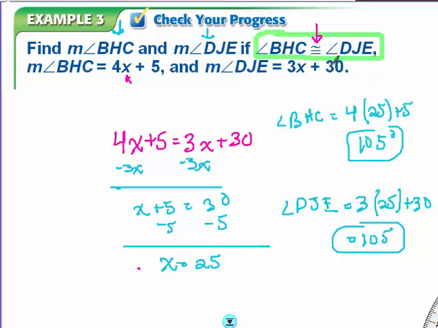Now, because these are congruent, I know already automatically that I should get 105 for this also, but I just did it as a double check. 3 times 25 is 75. 75 plus 30 is 105. So yes, the two angles are congruent, just like it's set up here in the problem.